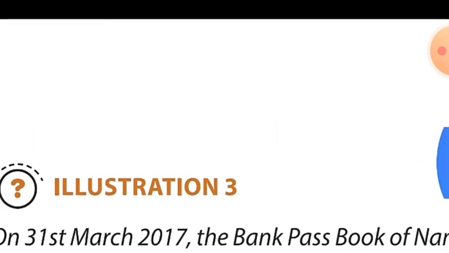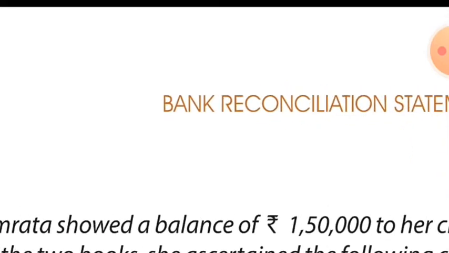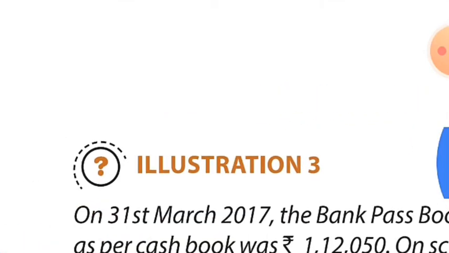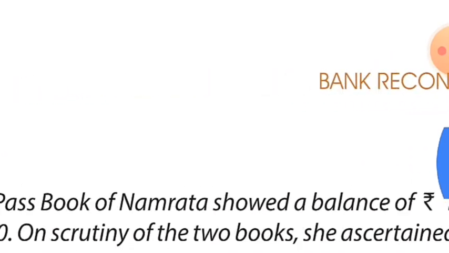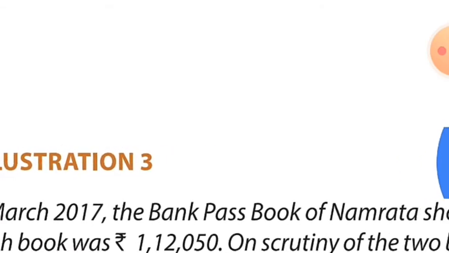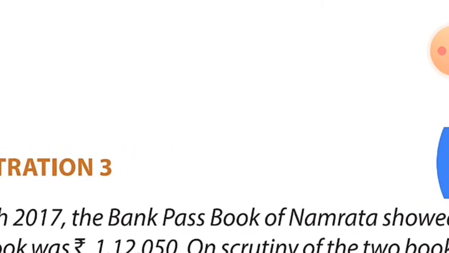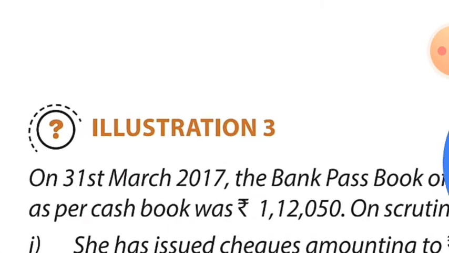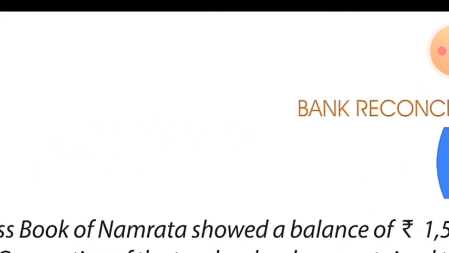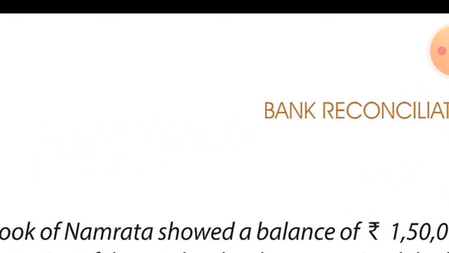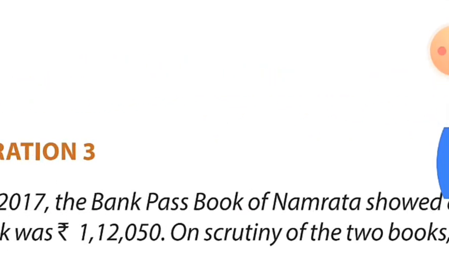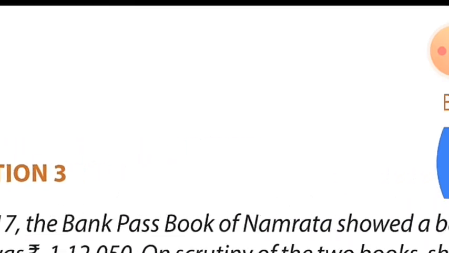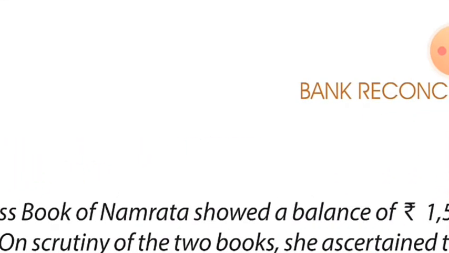She had issued checks amounting to 80,000, of which only 32,000 were presented for payment. She received a check of 5,000, which she recorded in her cash book but forgot to deposit in the bank. A check deposited by her amounts to 22,000 but has not been cleared yet. Mr. Gupta deposited an amount of rupees 15,700 in her bank which has not been recorded in her cash book yet. Bank has credited an interest of 1,500 while charging 250 as bank charges.